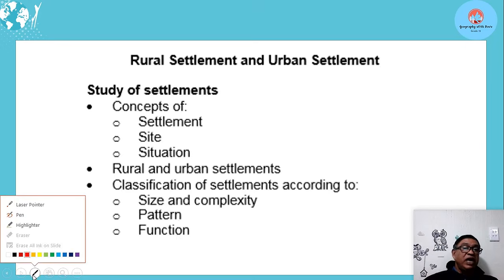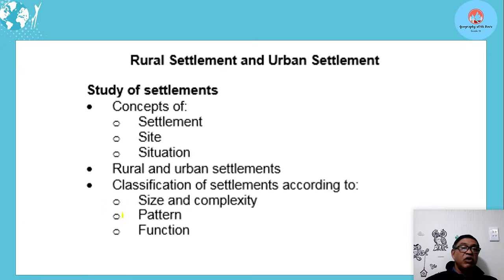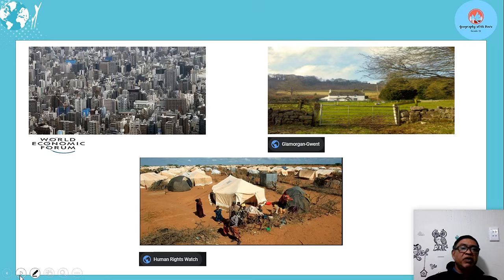Now, when I look at the one here on size and complexity, I'm not going to do it in this section. I'm going to actually integrate it with urban hierarchy concepts, and I think it'll give you a better understanding of the size and complexity. So let's get going. All right.